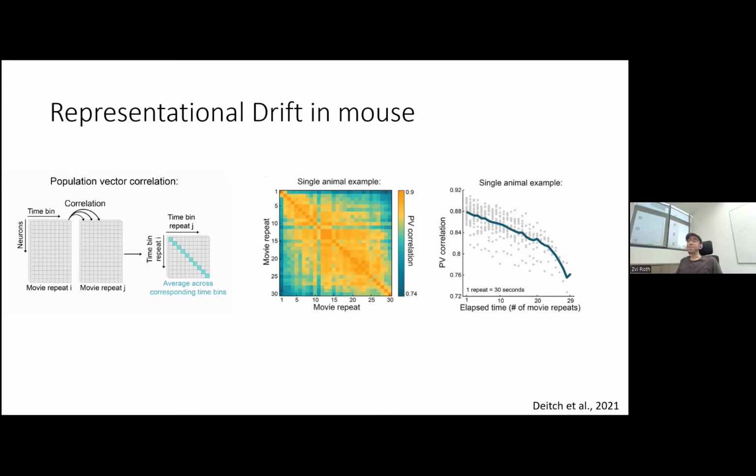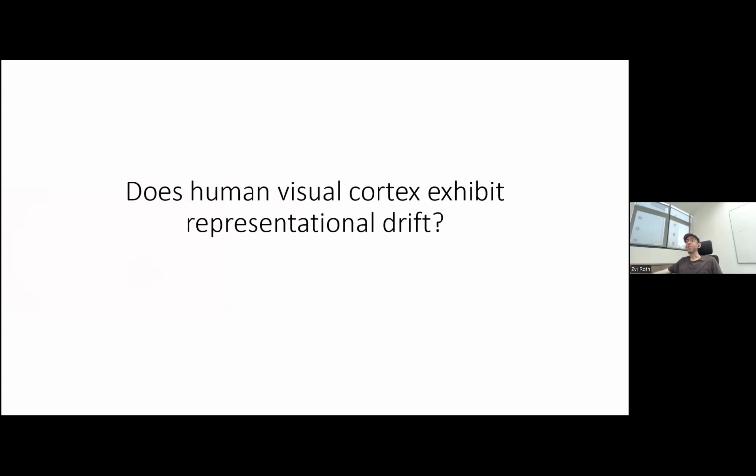Okay, but mice have a visual system that's quite different from humans, right? We rely on our sense of vision, on sight, much more than mice do. So does human visual cortex exhibit representational drift? Now, it's important to keep in mind that we're going to be answering this question with fMRI, and we know that voxels are measures of population activity. It's possible that there is drift at the neuron level and not at the voxel level. And also, as already mentioned, there are very likely differences between mice and humans.